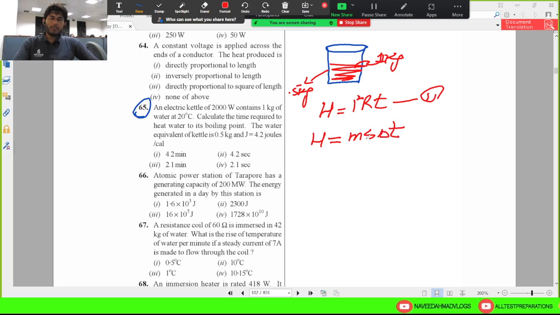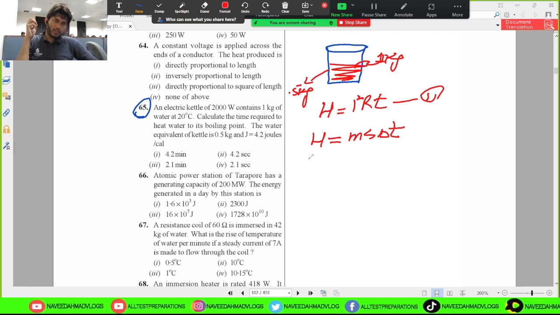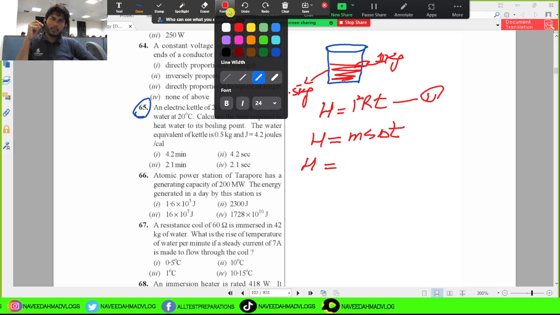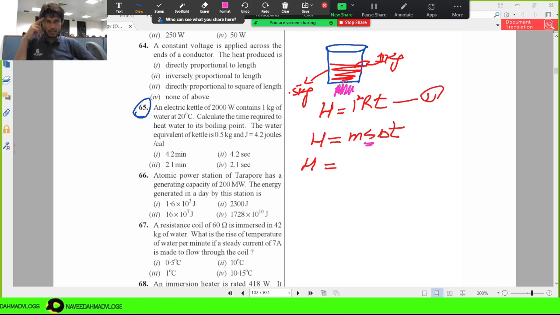Okay, M is the mass of the liquid, S is the latent specific heat, and T is the temperature difference. So in this case the mass will be equal to the combination of these two, because here you have heat. I told you its definition earlier. So you will need to give heat to this kettle as well as this water. It means that heat is absorbed by this kettle as well as this water.